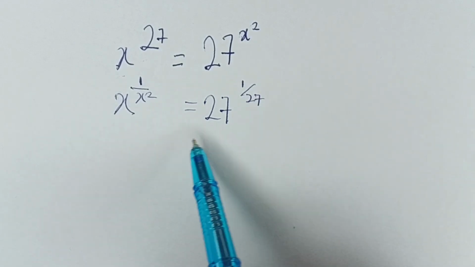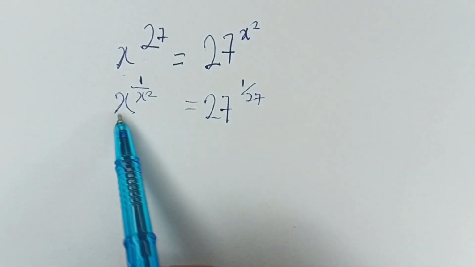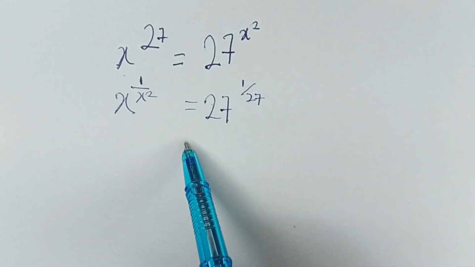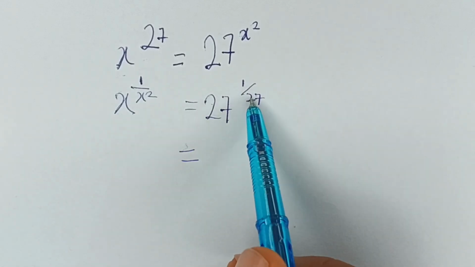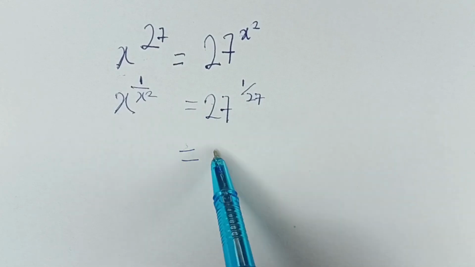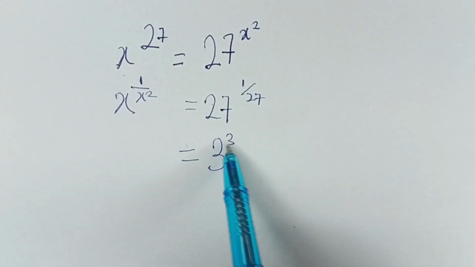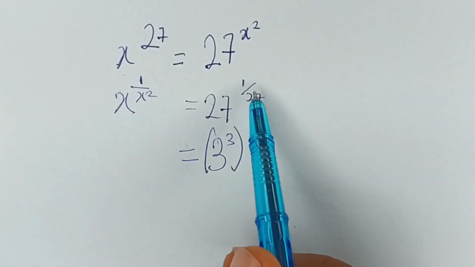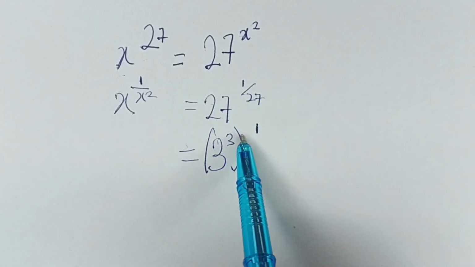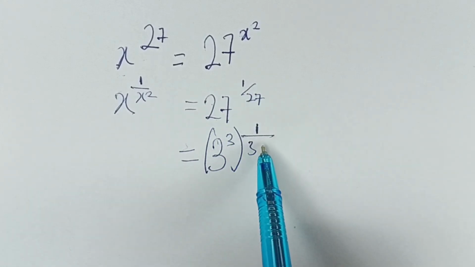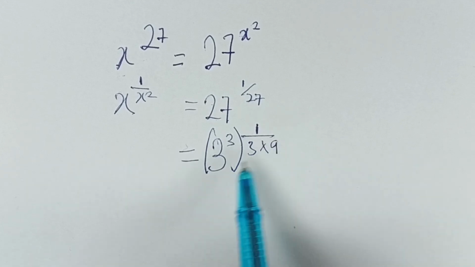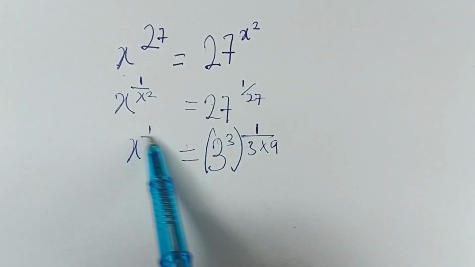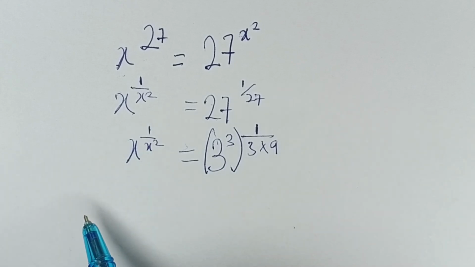Now, after getting this, the next thing to do is to replace 27. So I'll write 27 as 3 raised to power 3, and you agree with me? And then raised to power, this one will be 1 over 3 times 9. Now I still have x raised to power 1 over x squared on this side.